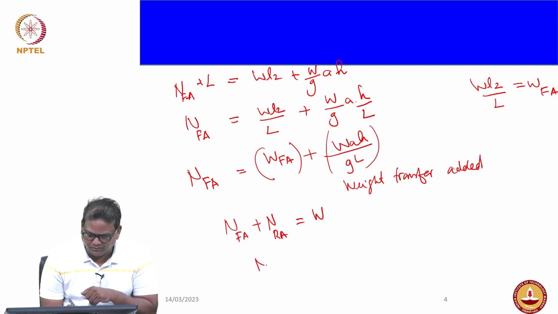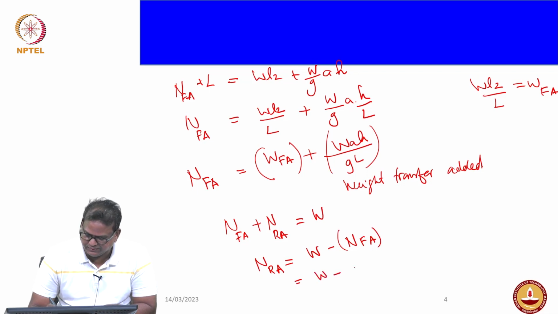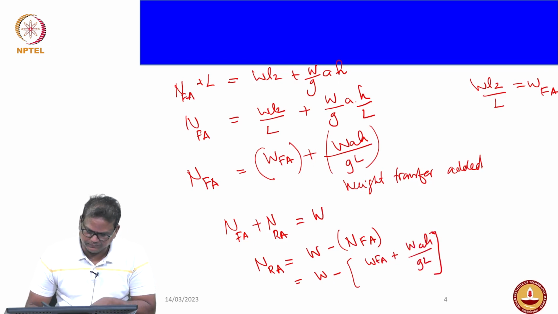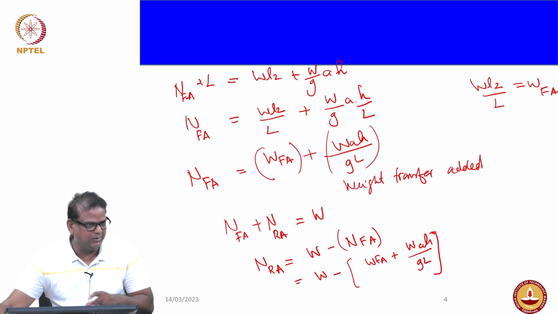So if I want to find out what will be the NRA, it is W minus NFA, that's the thing. So I will substitute this. What is the NFA? Already I know that NRA equals W minus the entire thing, WFA plus W A H by G L. I think this is correct. Shall I move on to the next slide? Yeah, okay.